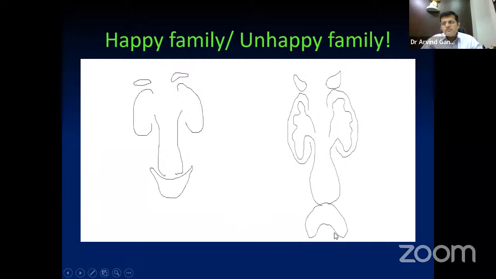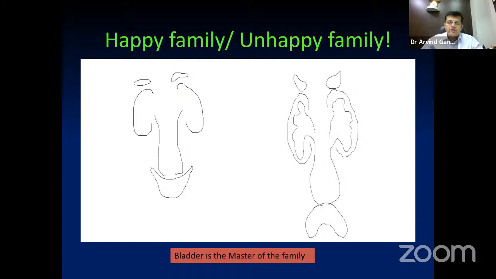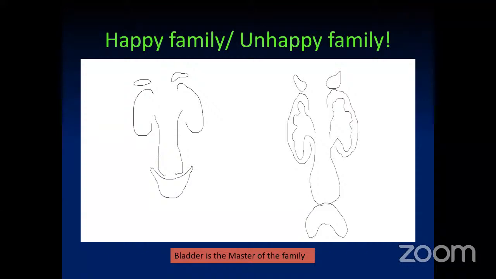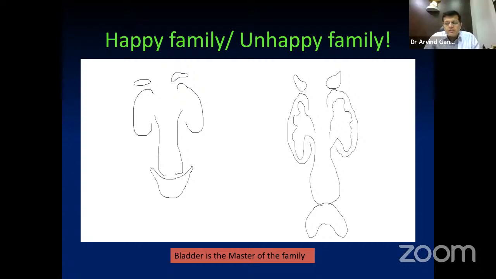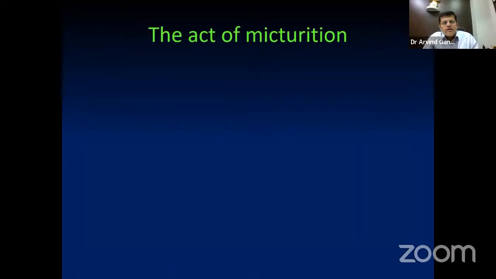What we conclude from this schematic drawing is that for any renal system, the bladder is the master of the family. So we have to always take care of the bladder if we want to prevent deterioration of the renal function later on in the course of the disease.